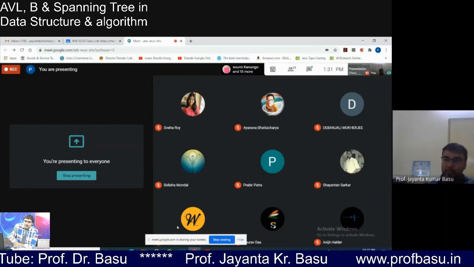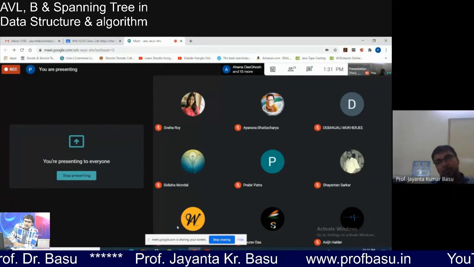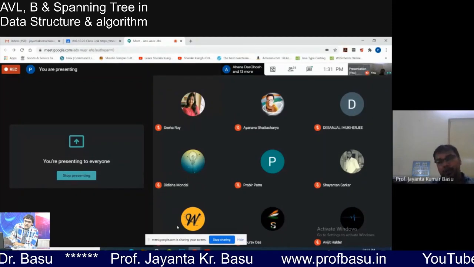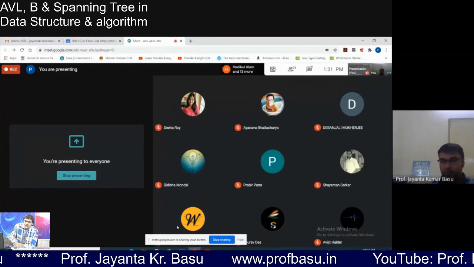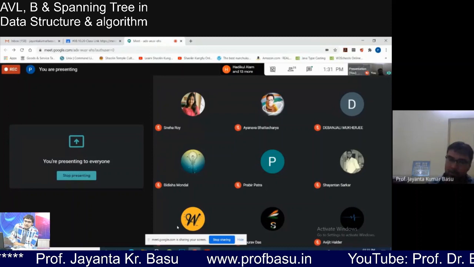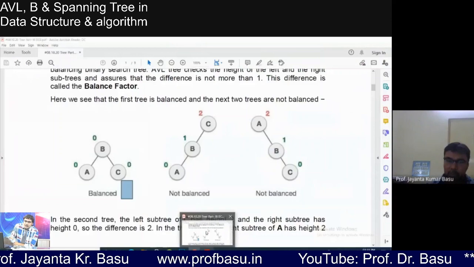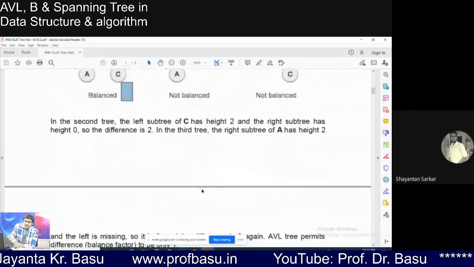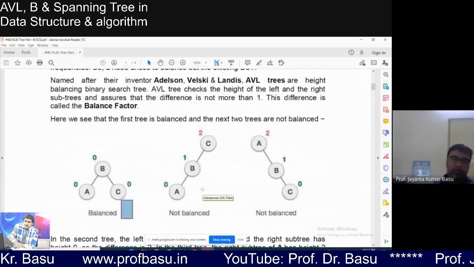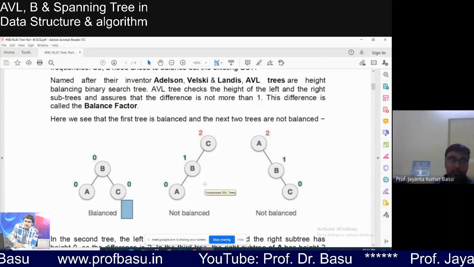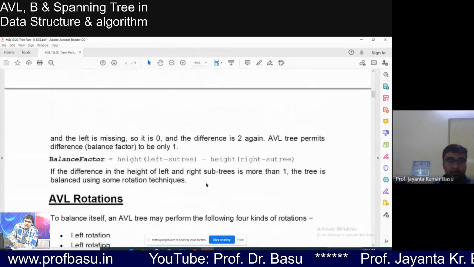How can we make a tree balanced from an unbalanced form? These are the 4 techniques we have discussed: left rotation, right rotation, left-right rotation, and right-left rotation. The last 2 are conjugate rotations, a combination of 2. Got it? Clear? We will discuss so many problems on these. Whenever you solve the problems by yourself, you will feel confident about this.